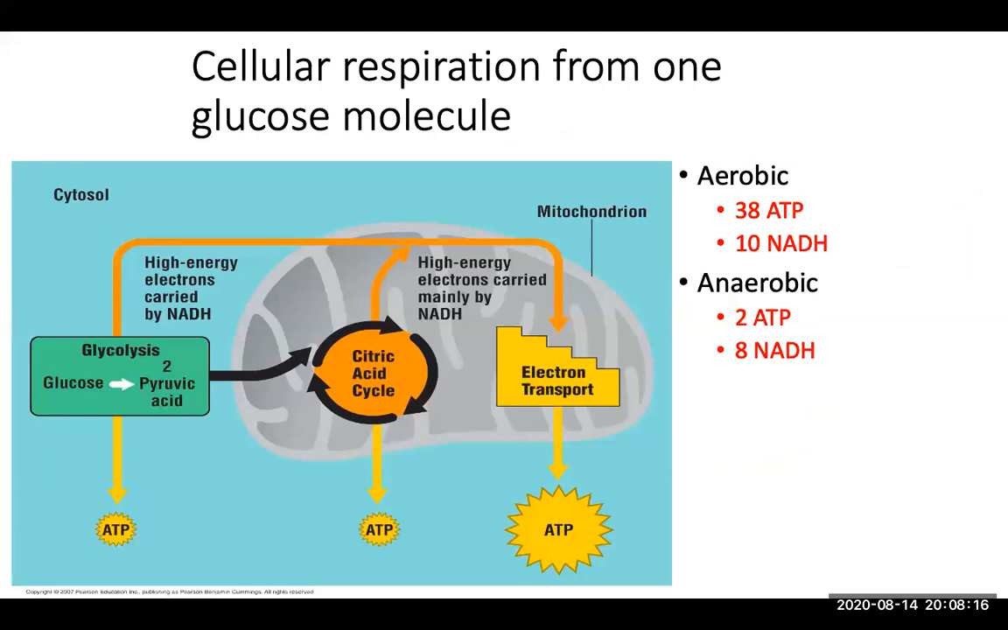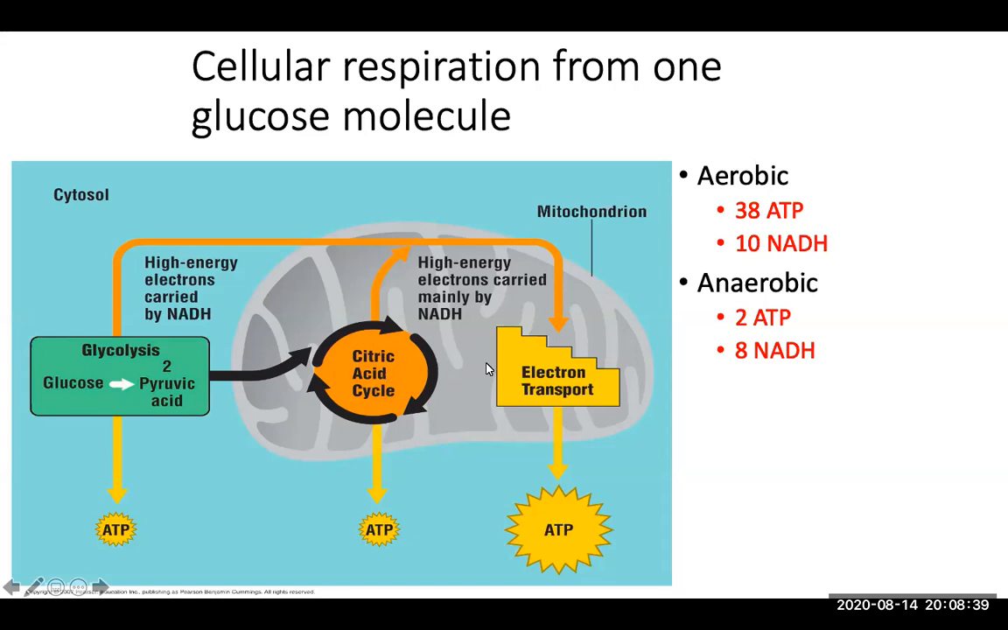Cellular respiration from one glucose molecule. Cellular respiration is the way that your body takes the food it eats, such as a glucose molecule, and turns it into ATP, which is what every cell needs for energy. This is what we call cellular respiration. And the 3 steps of cellular respiration are glycolysis, the citric acid cycle, and the electron transport chain.